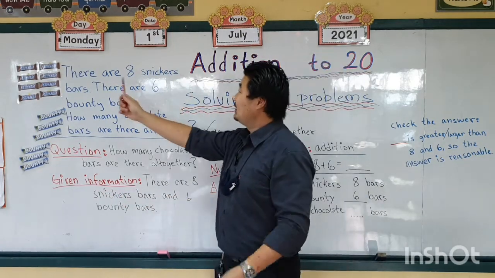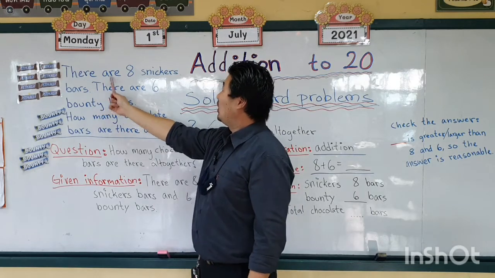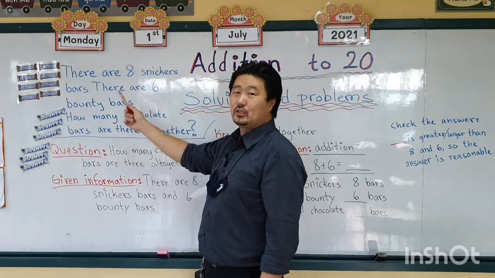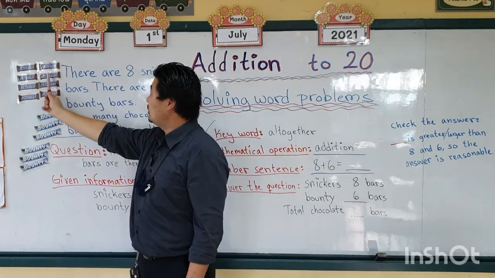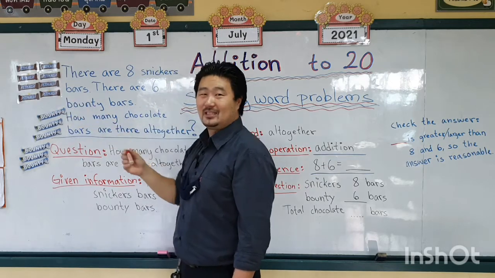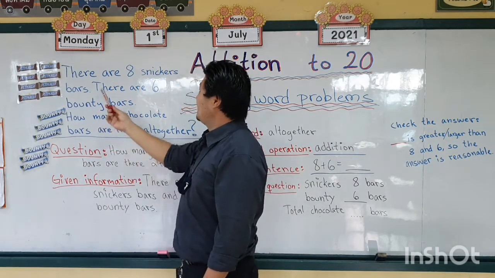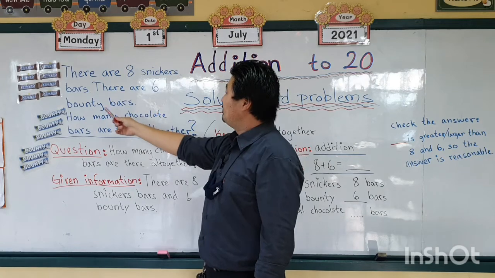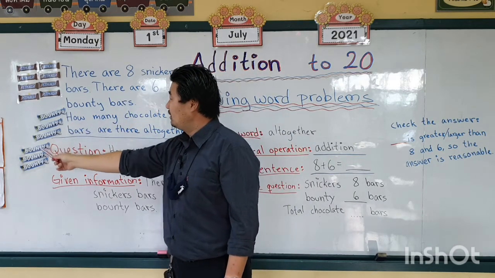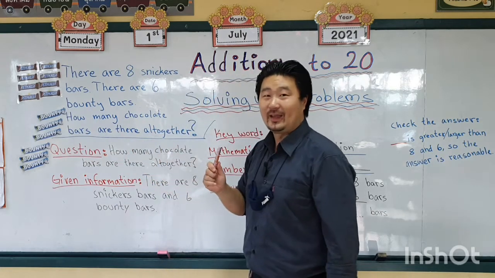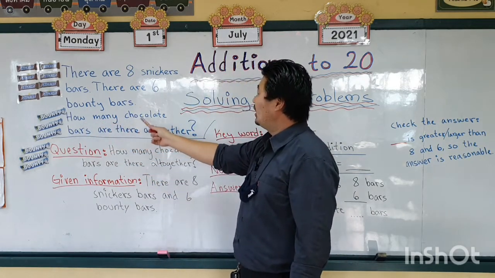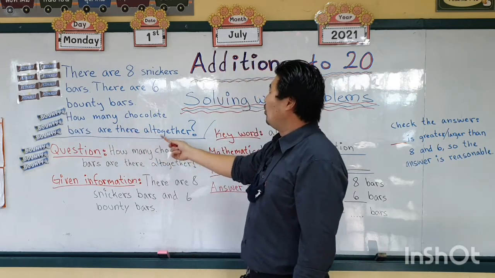So let's read the word problem. There are 8 Snickers bars. You can see Snickers bars. 1, 2, 3, 4, 5, 6, 7, 8. 8 Snickers bars. There are 6 Bounty bars. Bounty bars. 1, 2, 3, 4, 5, 6. Okay? And then the question: How many chocolate bars are there all together?